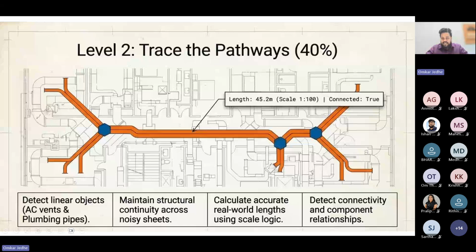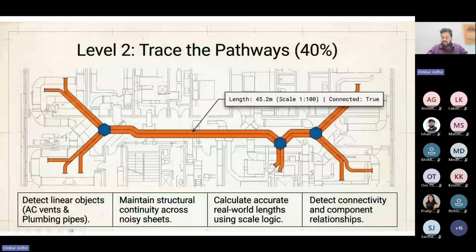And that's exactly what makes this problem a little bit more complex and challenging for all of you to solve. So here is where you have to detect the linear objects, could be AC vents, plumbing pipes, etc. Maintain the structural continuity across the noisy sheets. Calculate accurate real-world lengths using scale logic. And see, the length is mentioned over here, 45.2 meters, scale is 1:100. So you have to convert that and identify.